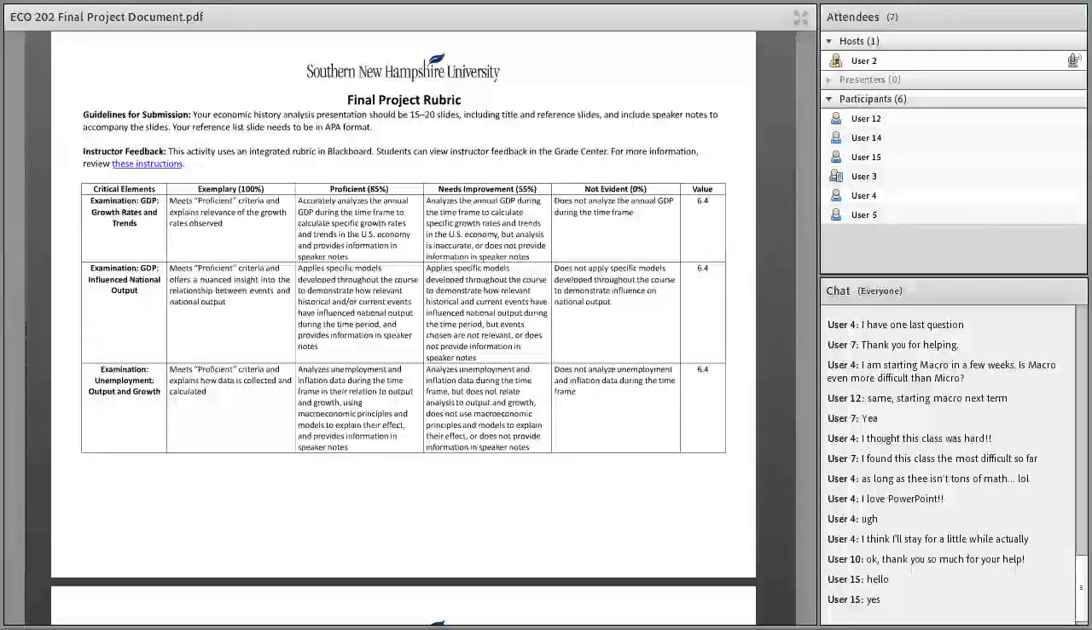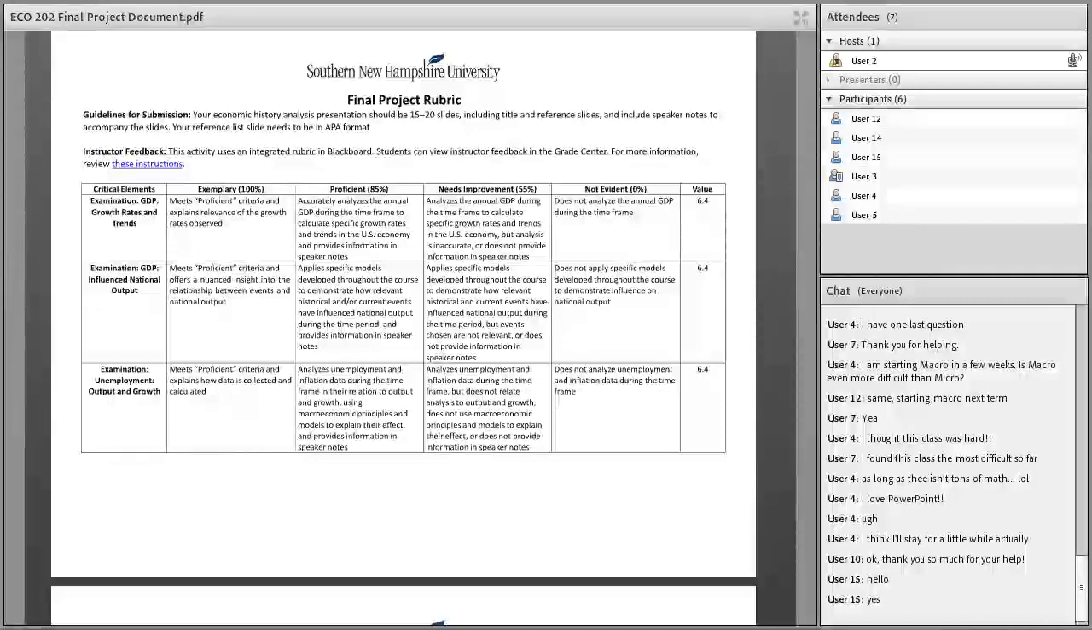In particular, you have discussed the GDP trends in relation to growth. So you've also had to figure out what the growth rate for the decade was. And to be exemplary, you want to explain the relevance of the growth rate observed. This can be a little tricky. Some students get confused and think, well, what's the difference between examining the relevance of the growth rate observed and providing a nuanced insight into the relationship between events and national output, right? It sounds like it's almost the same thing. Well, it isn't.